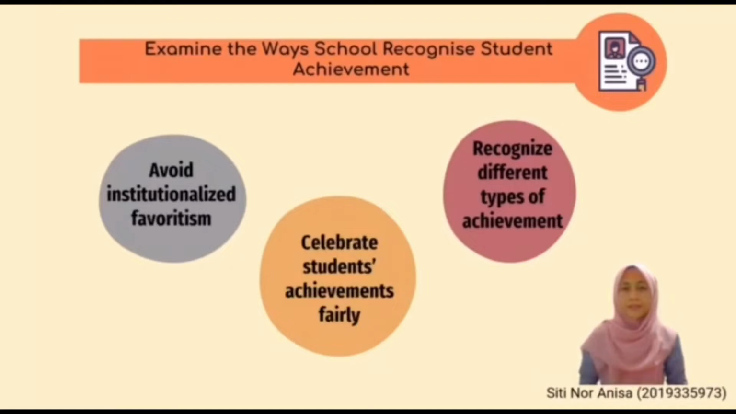The next strategy in preventing violence is examining the way the school recognizes student achievement. Institutionalized favoritism must be avoided. For example, in some schools, athlete students seem to have superiority compared to other students. This can be seen when they commit an act of violence, such as physically abusing other students, and are not subjected to any disciplinary action. Instead of being punished, they are even still allowed to continue participating in their sport. This is because the school over-glorified the athletes' achievement and abandoned the other students.